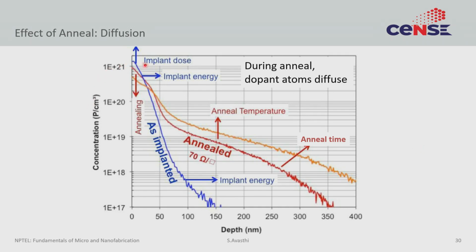Supposing you did an as implanted profile of arsenic, which is blue, and then you start annealing to activate the dopant and also to remove the damage. During that process, the ions will move. Now, ions cannot be created or destroyed. So from a perspective of diffusion, this is a fixed or a finite dopant diffusion case.